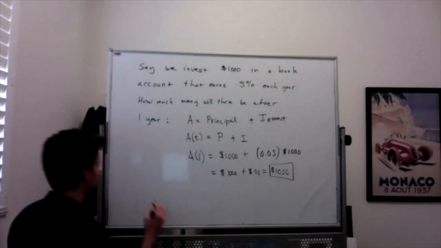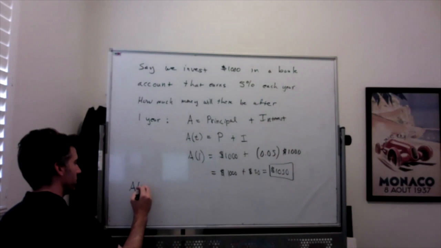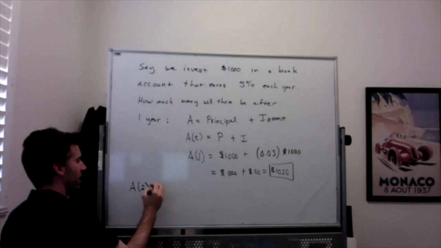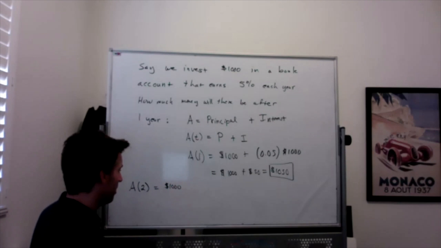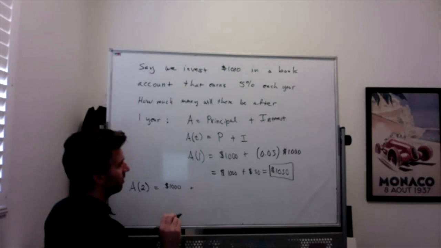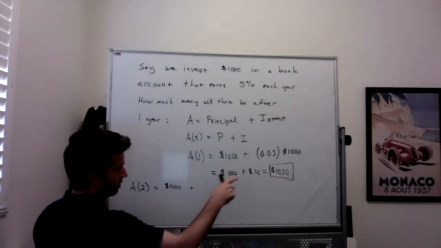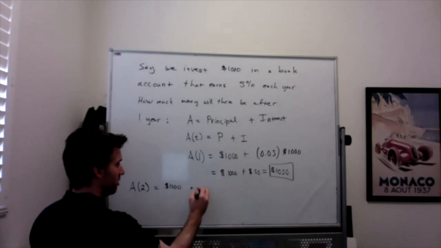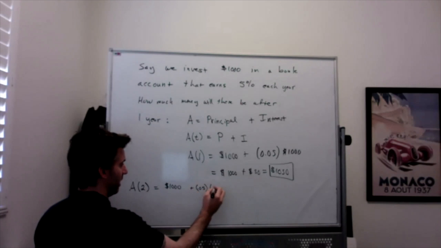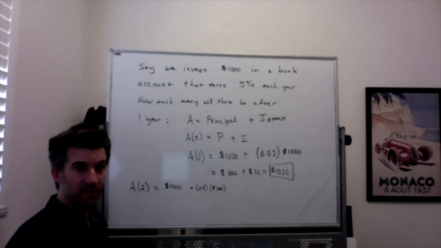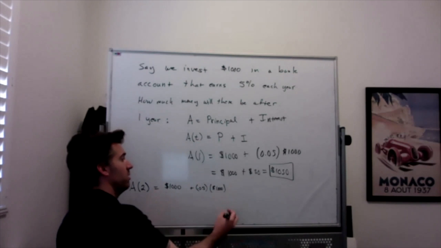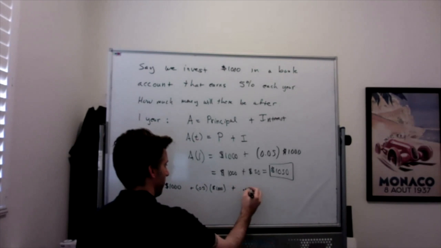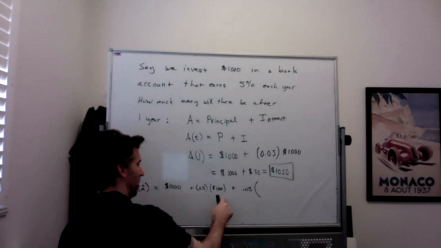So how much am I going to have for 2 years? Well, I'm still going to have my $1,000. I still have my principal. Then I'm also going to have the 5% interest I just earned, so the 0.05 times 1,000. And then I'm also going to have in the next year 5% interest earned on this amount of money. So I'm going to have plus 0.05 times this amount here.